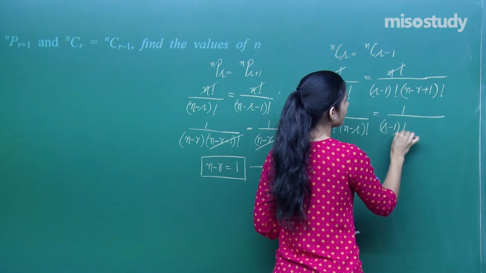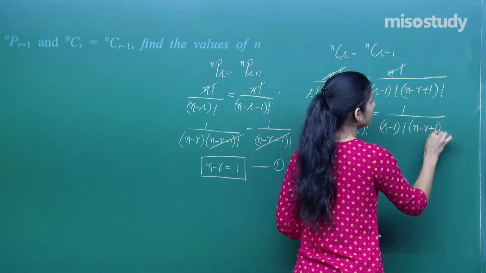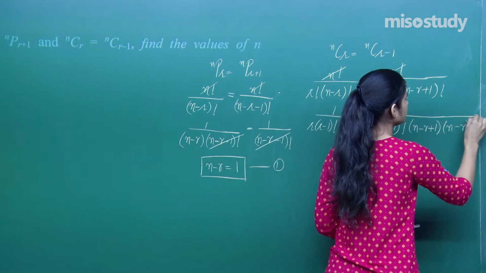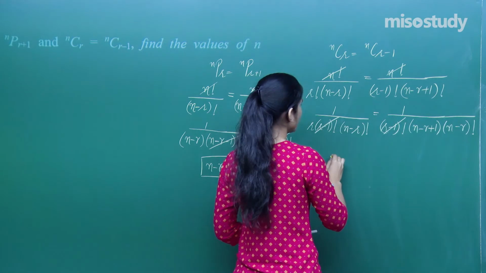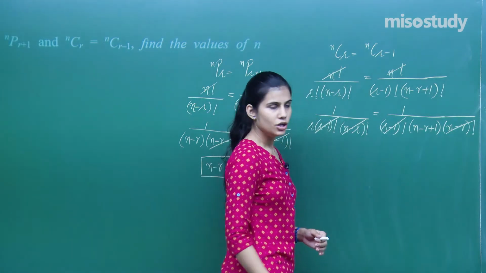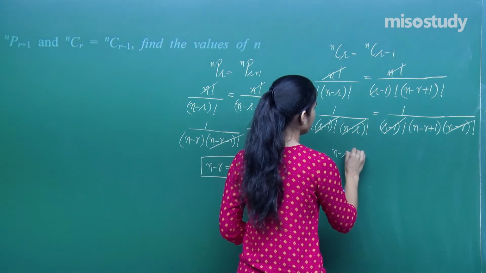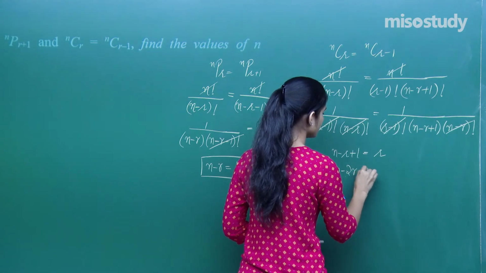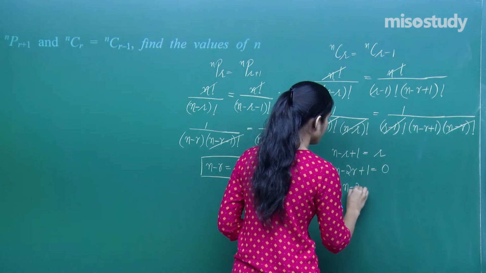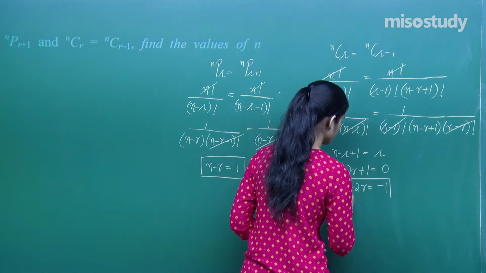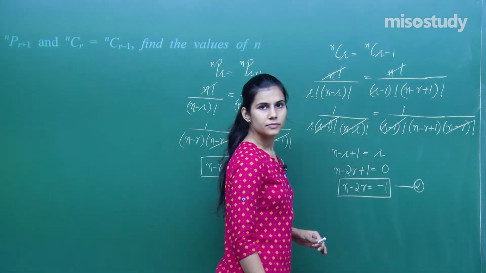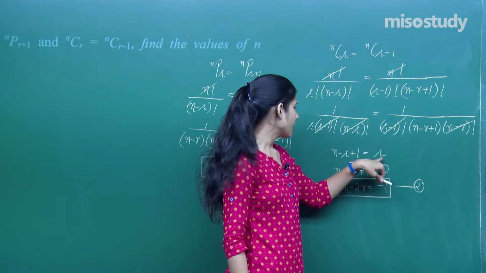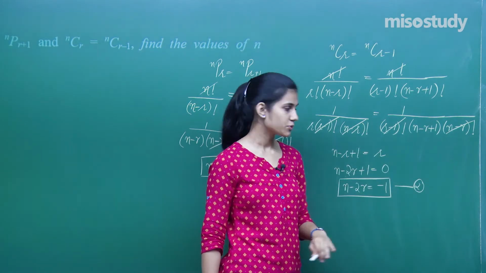This is r minus 1 factorial, and this will become n minus r plus 1 into n minus r plus 1 minus 1 factorial, that is n minus r factorial. Clearly this cancels out and this also cancels out. So you are left with n minus r plus 1 equals r, that is n minus 2r plus 1 equals 0, or n minus 2r equals minus 1. Right? You can write n plus 1 equals 2r, or you can write n minus 2r equals minus 1.